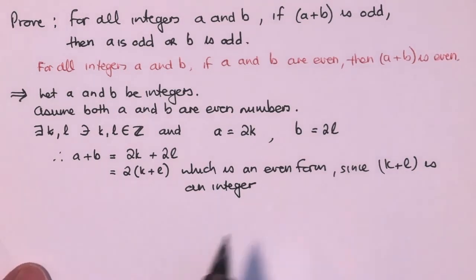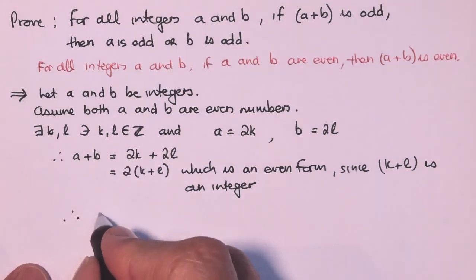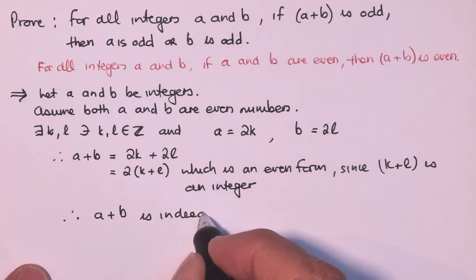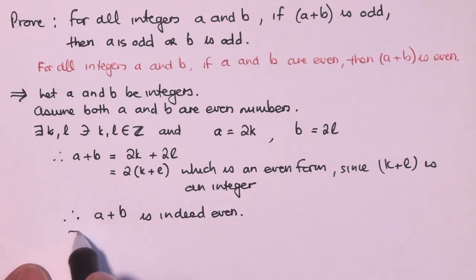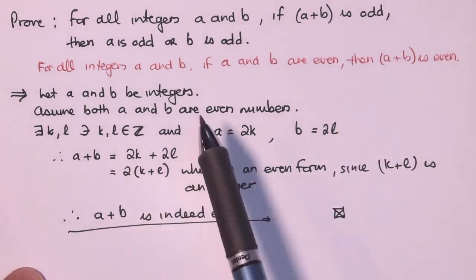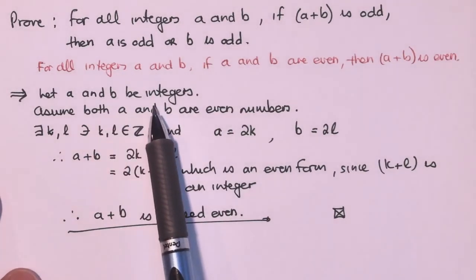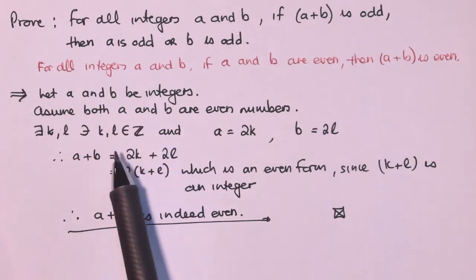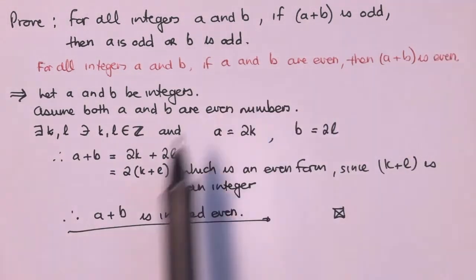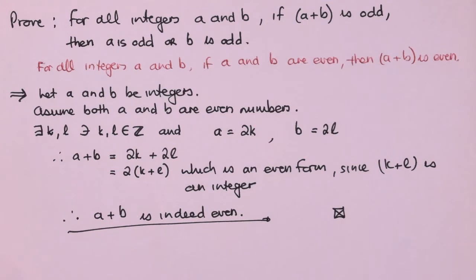Okay, and that completes our proof. So therefore we can say that a plus b is indeed even in this case, and there's our proof concluded. Now note that our assumption that a and b is even is really the negation of a and b being odd. Therefore we used which laws? We used De Morgan's laws for this proof. Okay, I hope that made sense to you.